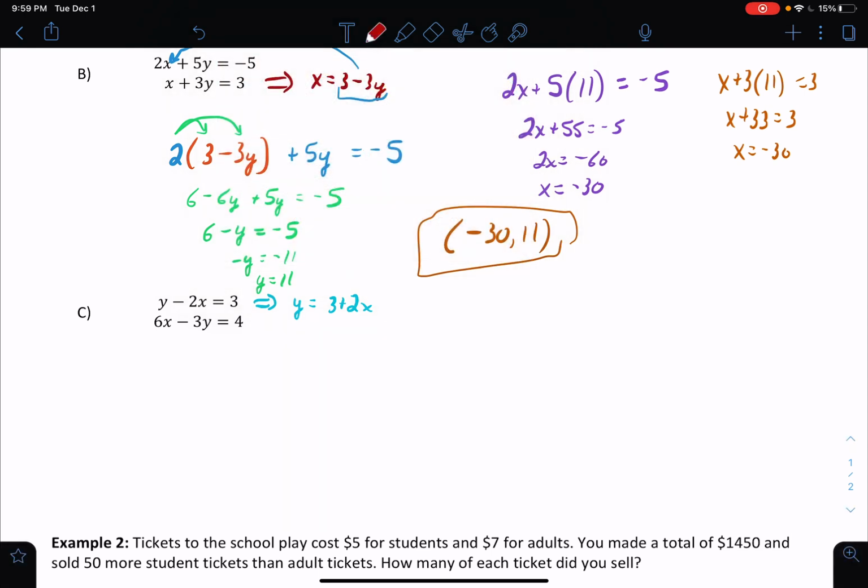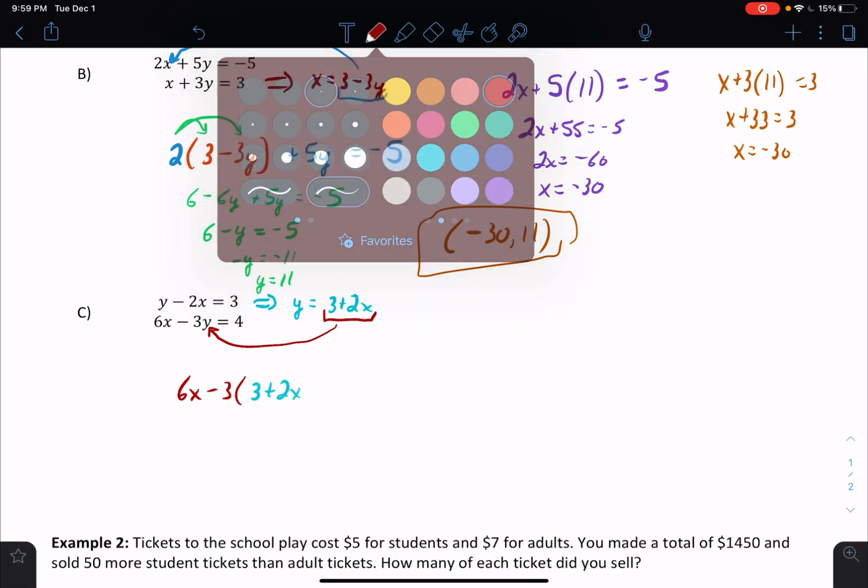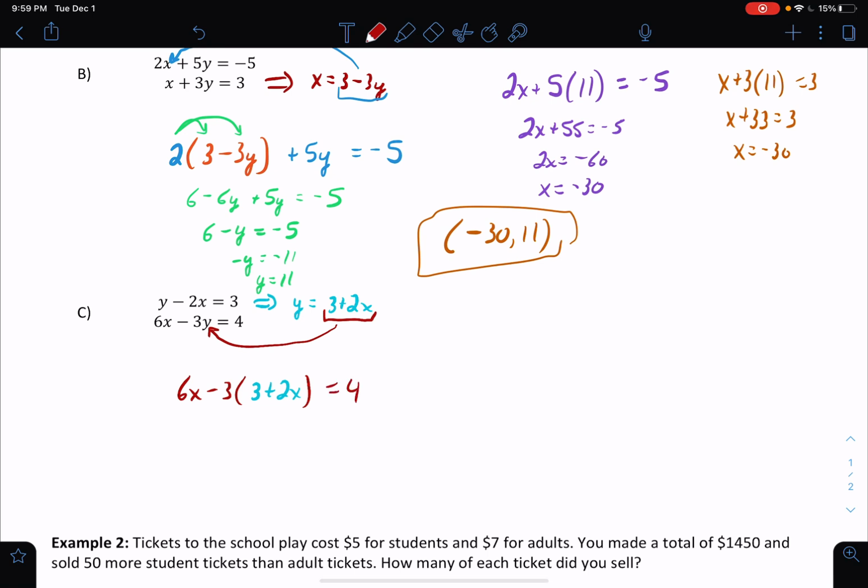Okay? So now I can take this 3 plus 2x and substitute it in every time I see a y in the second equation. So I'll get 6x minus 3, instead of y, I'm going to plug in 3 plus 2x equals 4. Make sure you got your parentheses because that whole thing is being multiplied by negative 3. Okay? From here, distribute. We're just going to do what we know to do because of our solving steps. Now we just got to get the x by itself.